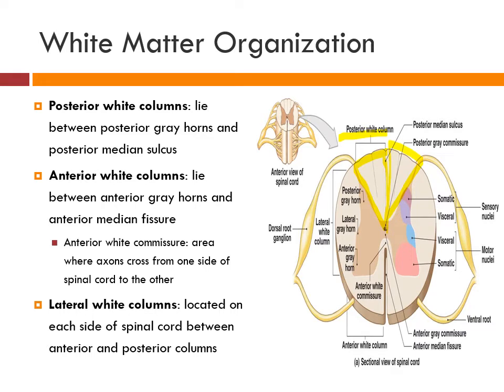The anterior white columns are between the anterior gray horn and the anterior median fissure. So they cover this region. So there's one anterior white column, and then there would be another on the other side. And they also contain that anterior white commissure, where you have axons crossing from one side to the other within the white matter. And then our lateral columns are between the posterior horn and the anterior horn on either side. So those are our two lateral columns.